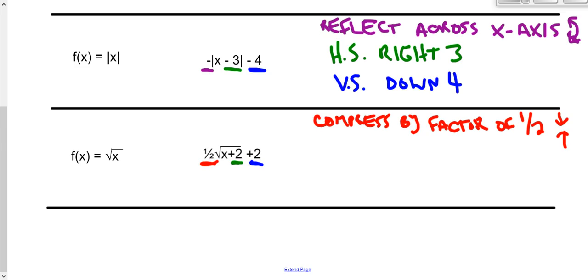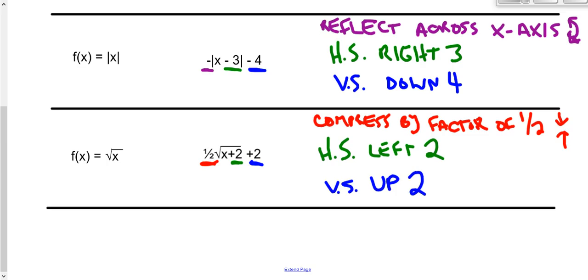The plus 2 on the inside is going to be a horizontal shift. And because it's a plus 2 and not the horizontal minus sign that we should see in there, that means that we are going to the left 2 units. And last but not least, the plus 2 at the end means that we do have that vertical shift. And the vertical shift is positive, just like that plus k in the vertical shift. So that plus 2 means that we are going to be going up 2 units.